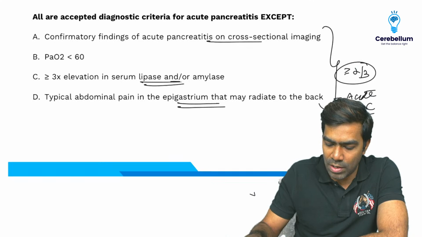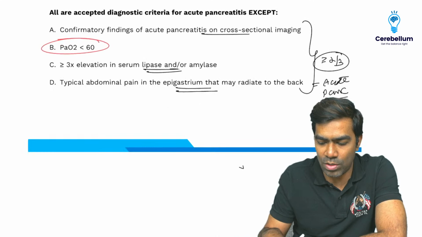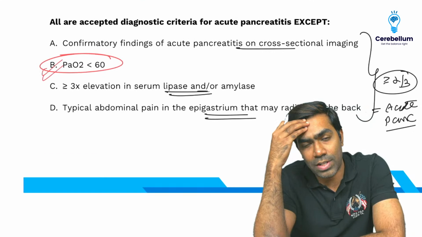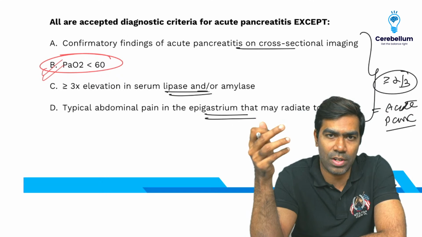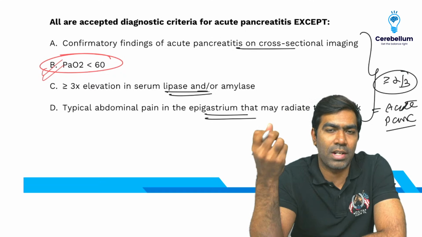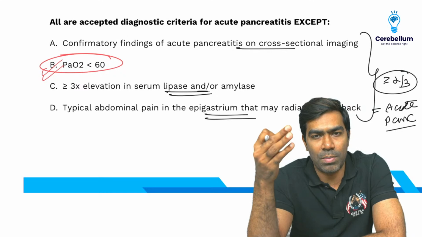PaO2 less than 60 is actually a marker of severity. It is not required for diagnosis of acute pancreatitis. It is given in Ranson's criteria. Okay, you have studied Ranson's and APACHE score, right? So it's one of the Ranson's criteria. PaO2 less than 60 is a marker of severity of acute pancreatitis. It's not important for diagnosis. So diagnostic criteria are only three. In that we learnt another point also, right? Diagnostic criteria, three pointers: imaging evidence, amylase lipase elevation, abdominal pain. So I'll repeat: abdominal pain, amylase lipase elevation, imaging evidence of acute pancreatitis.